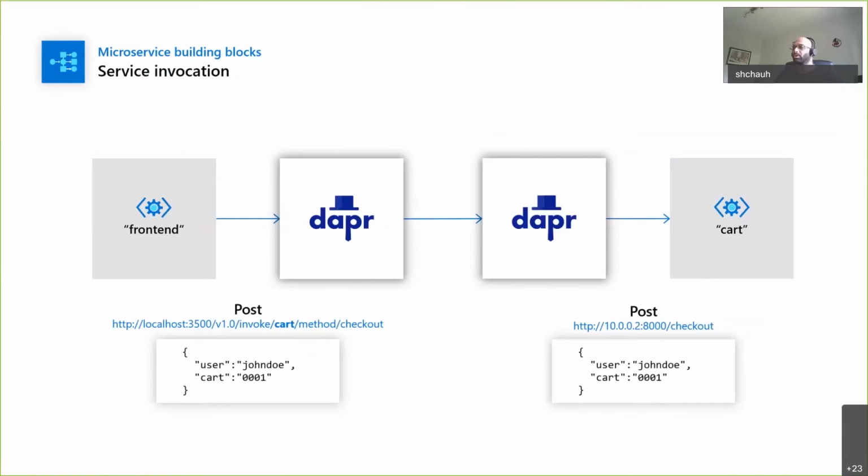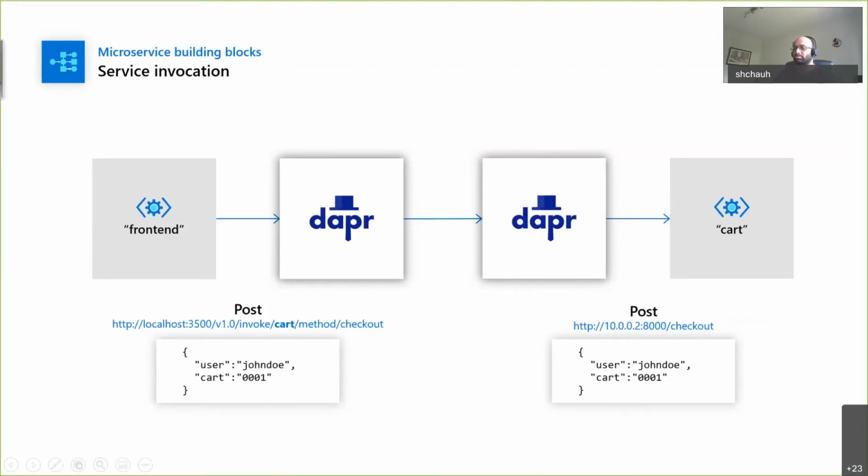The next scenario I would like to speak about, or the building block, is service to service invocation. In this scenario, there is a front-end application and there is a cart application. The front-end application wants to do checkout, and look at this URL. It is invoking a method called checkout on my cart service.